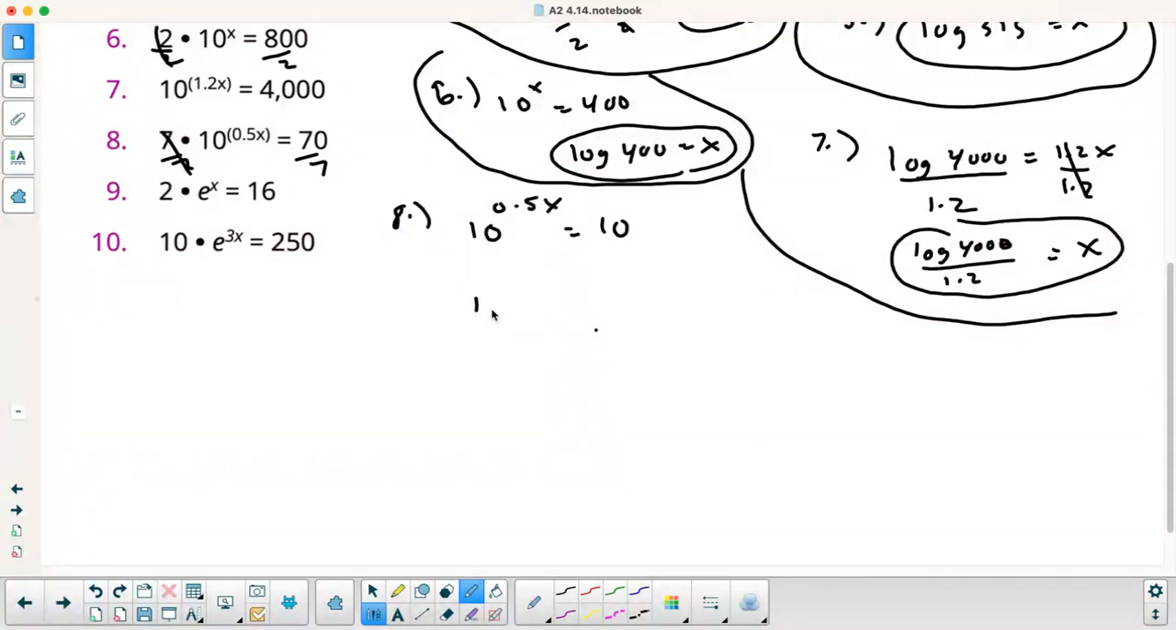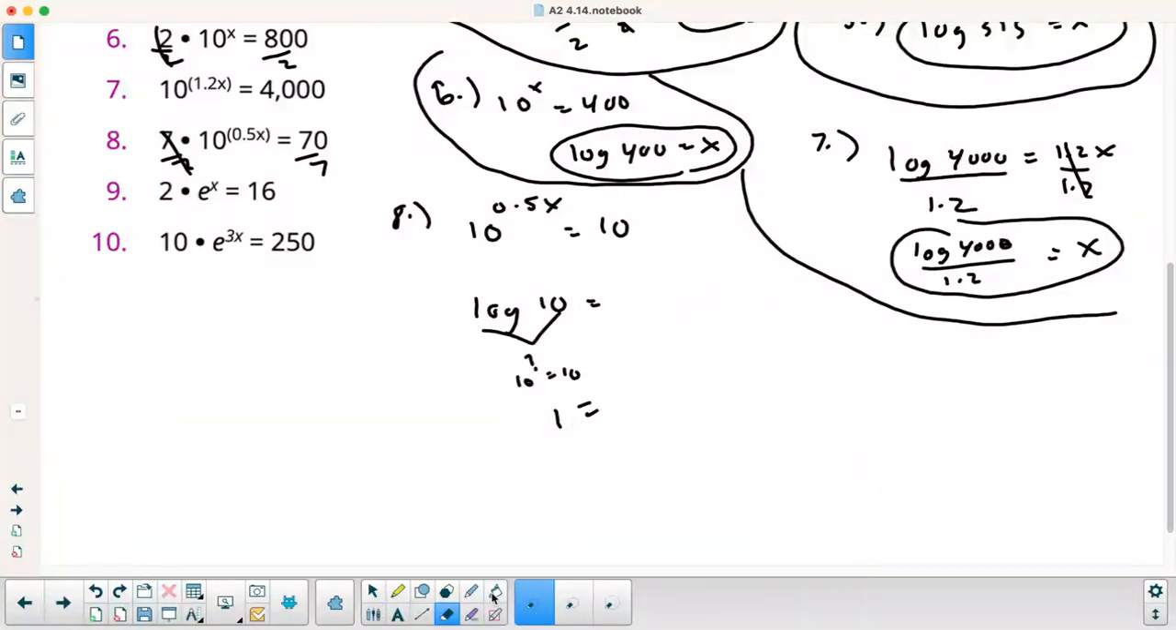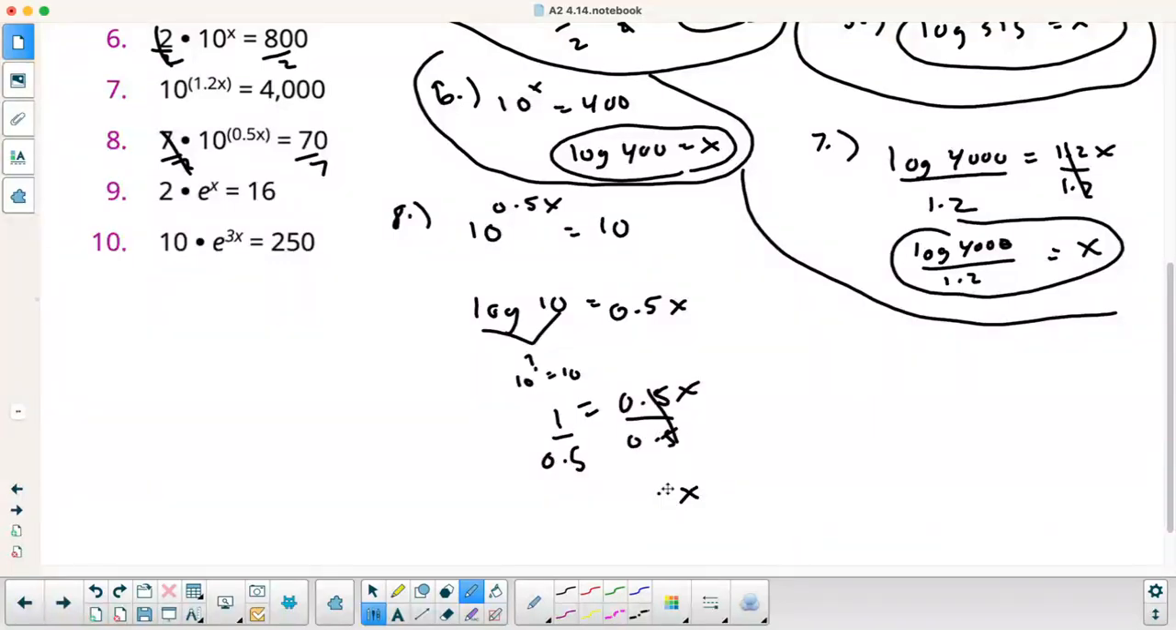So let's put in log form, log base 10 of 10 equals 10 to the 0.5x. So this gets a little tricky here, but this is going to be 1, because remember, what does this mean? This means 10 to what power equals 10, so that's obviously 1. Oh, shoot, I did that wrong. That equals, the exponent equals 0.5x. And then divide by 0.5. And we get x equals 2.